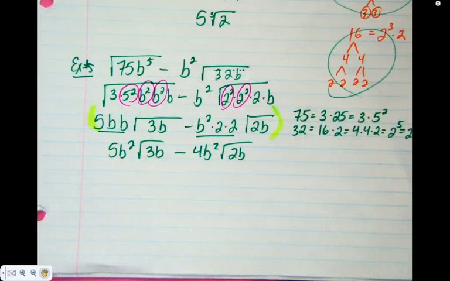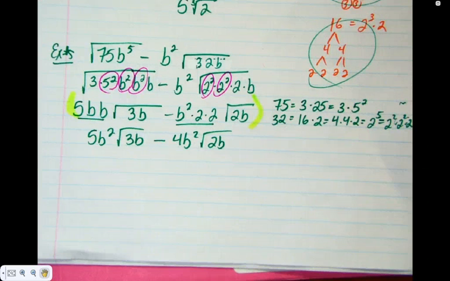Whew, that's only step one. That's just the simplifying. What do we need to do now? Now we need to actually see if they're like radicals. Same radicand? No. So what do I do? Well, I can't do this question. Forget it. I'm just going to rip this test up.